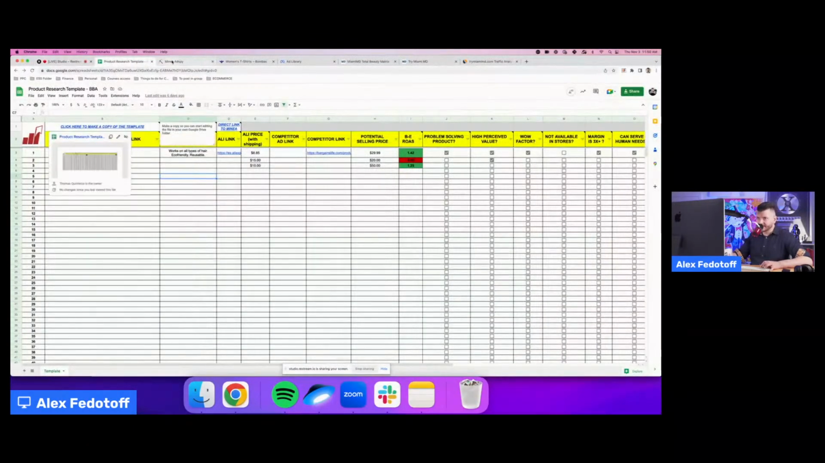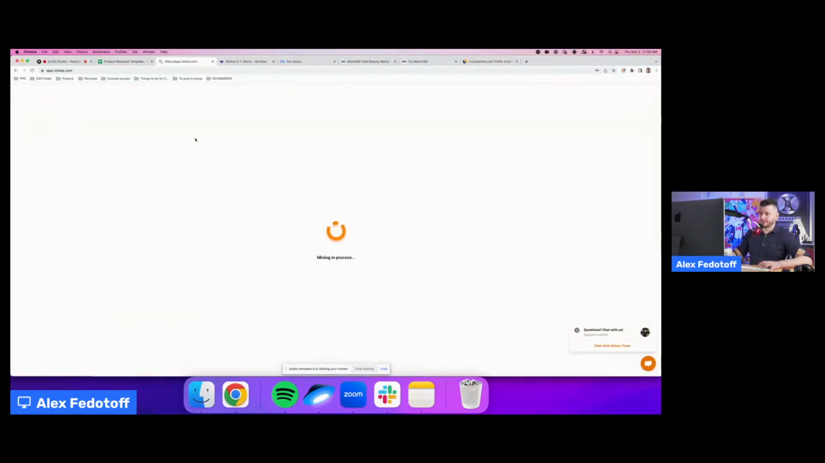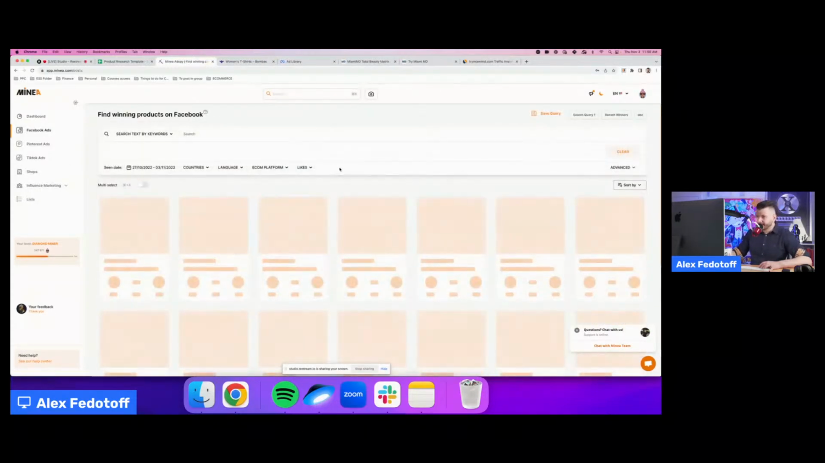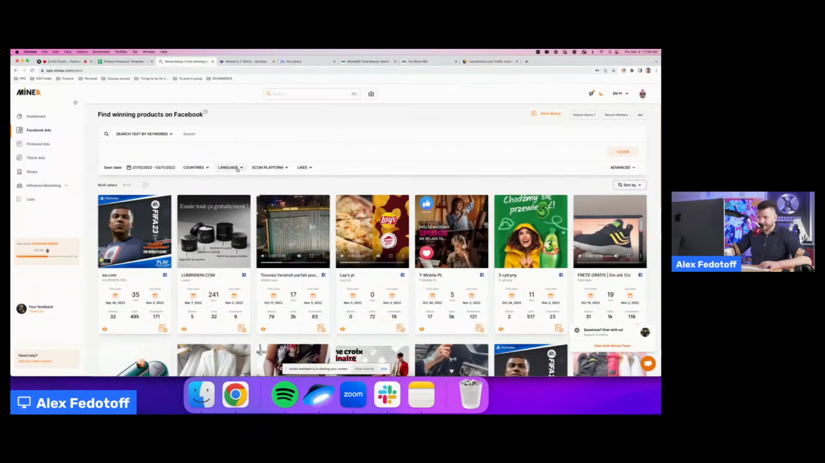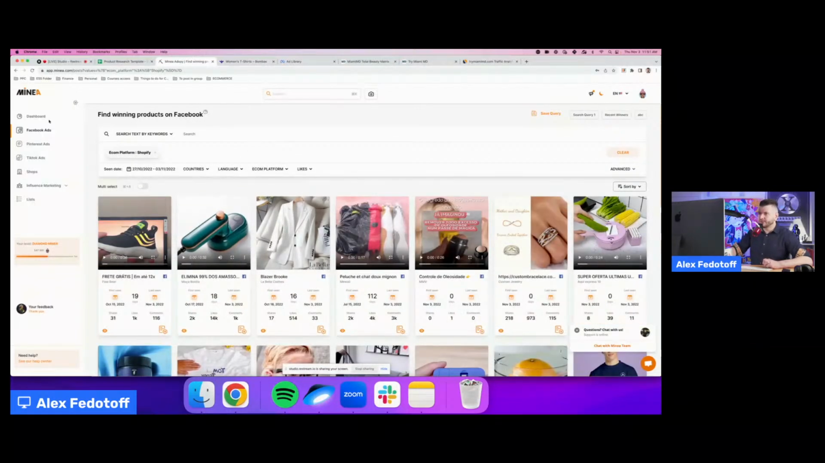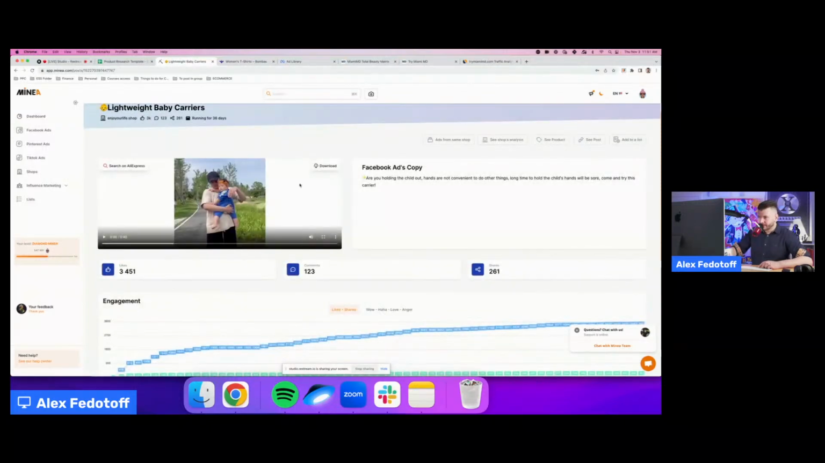So this is something that we are using, and it doesn't have to be super fancy. Now we're using this tool called Minea, I don't know what's the best pronunciation here. And this is a very cool tool, right? This tool will give you ideas on the products that are selling, what's selling and how it's being sold, and pretty much give you ideas on what's working. You can see here the top 10 products for the day.